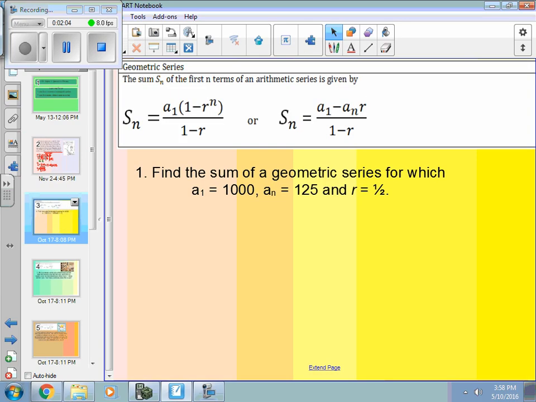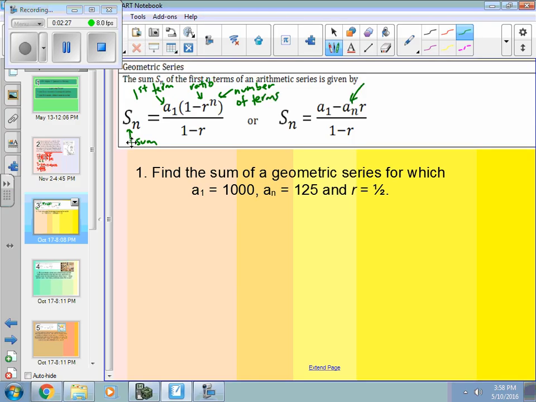So there are 2 geometric series formulas we can use. And a lot of these terms mean the same thing. S is going to mean the sum. This is the first term. R is the common ratio. N is the number of times or terms that you're doing it. And then in this formula, A sub n is the last term. Okay, so we want to be able to do these either way.